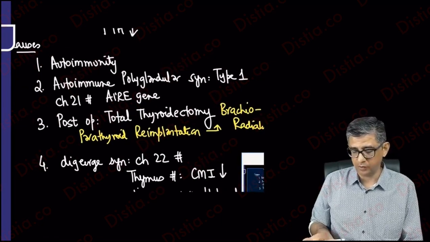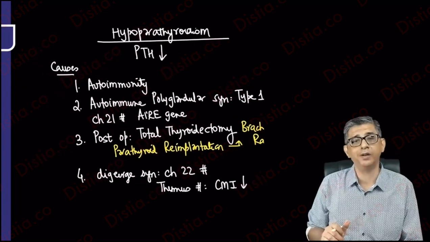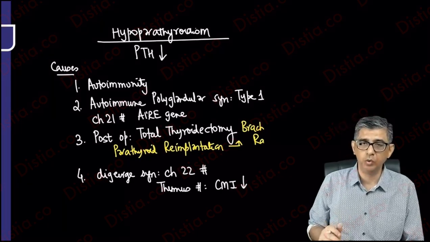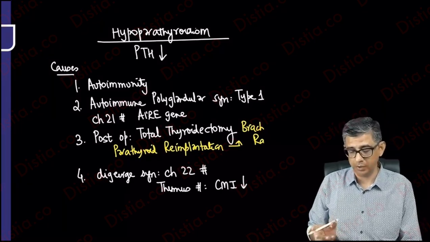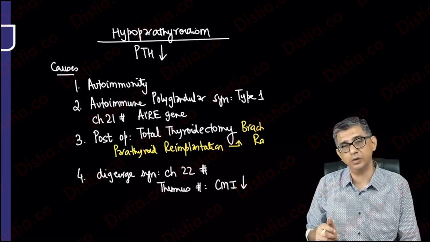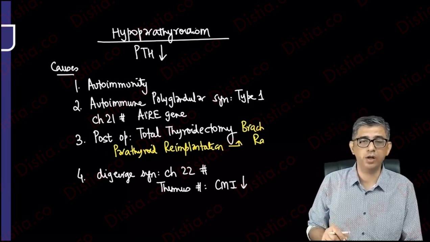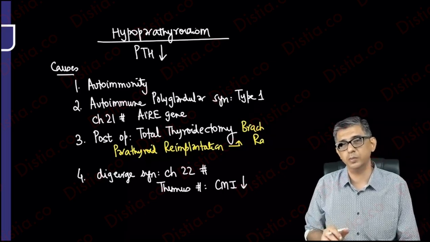There are 4 causes described for the development of hypoparathyroidism. 2 of them are autoimmunity related. Then there is the surgical one and DiGeorge syndrome. And we'll next discuss what would be the clinical presentation in the patient.